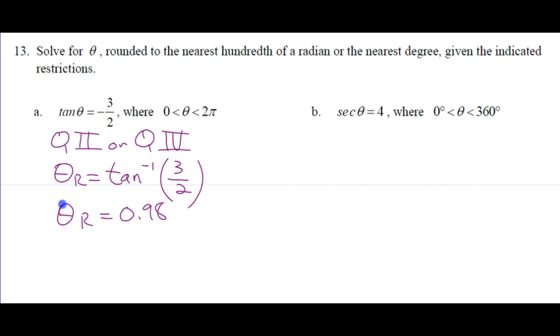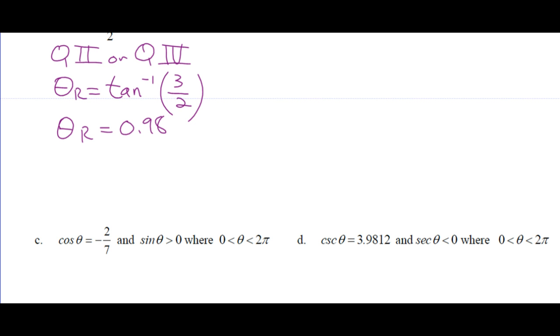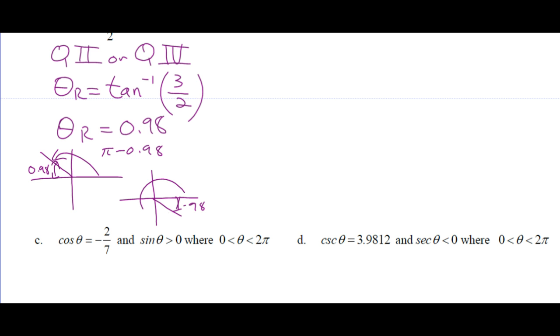So I need a rotation angle in quadrant 2 whose reference angle is 0.98. So if you want, draw a diagram and label it. So there's a quadrant 2 reference angle of 0.98. My rotation angle is pi minus 0.98. And there's a reference angle in quadrant 4 of 0.98. So what's my rotation angle? 2 pi minus 0.98. Okay, and then we just go work those out.